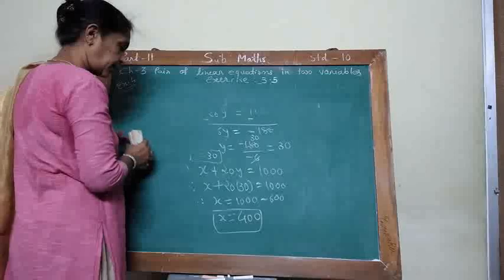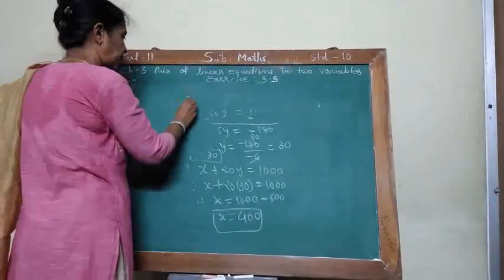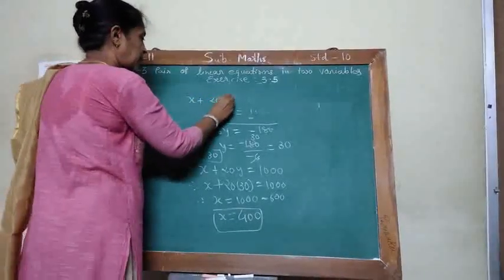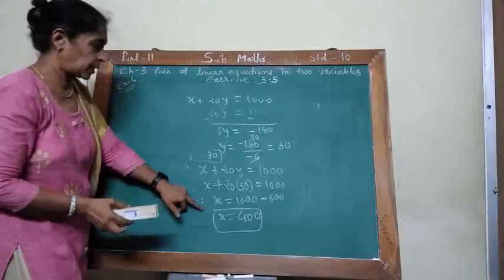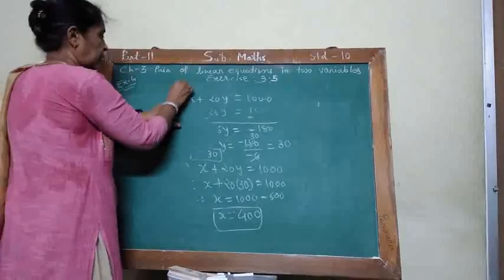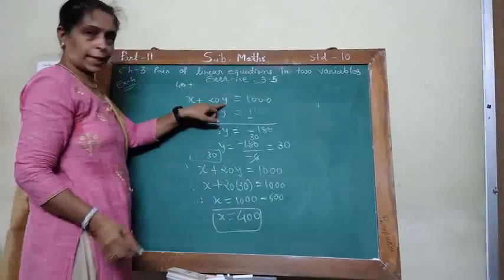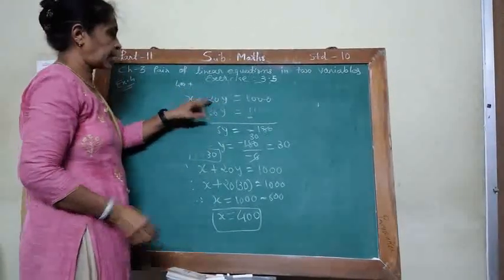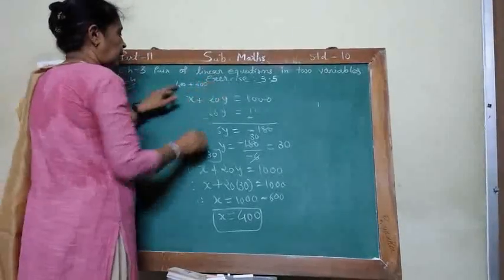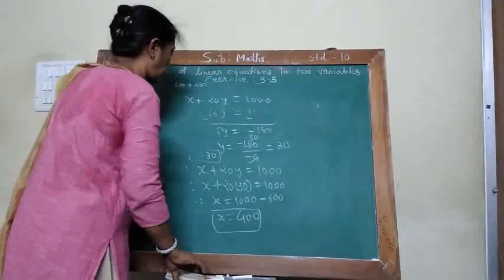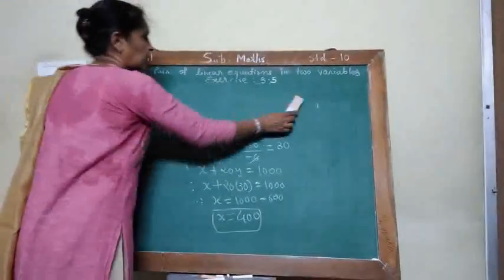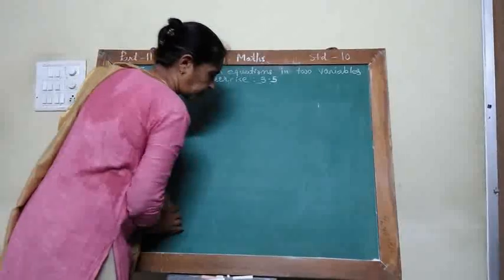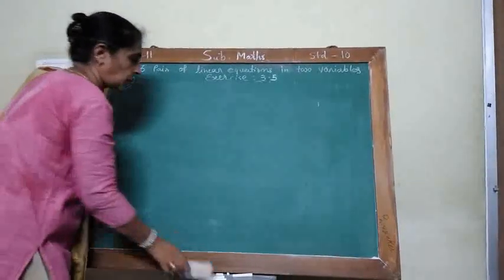If you want to verify, just one minute, I put the values so that we see whether my answer is wrong or right. X is 400 and y is 30, 30 into 20 is 600. So 600 plus 400 is 1000. Yes, my answer is right. If you put the values in the other equation, then it also satisfies. This way you have to verify whether your answer is wrong or right.